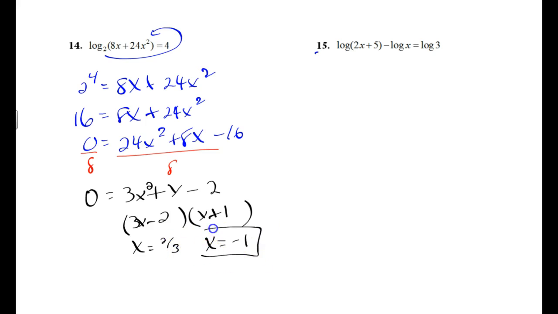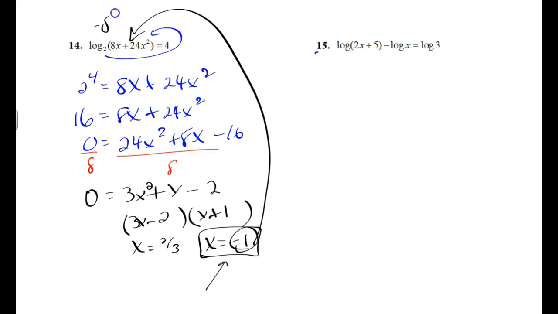I wanted to show you this example because you might think that negative 1 is going to be an extraneous solution. I have to throw it out, but actually I think it checks. If you throw that negative 1 back in here, I don't think that causes the log of a negative number. I get negative 8 plus 24, and that's going to be positive. So here's a case where I get 2 solutions, 2/3 and negative 1, and they both check. So here we go, 15, 16, and 17, 3 more problems, and they look similar, but they're very, very different.